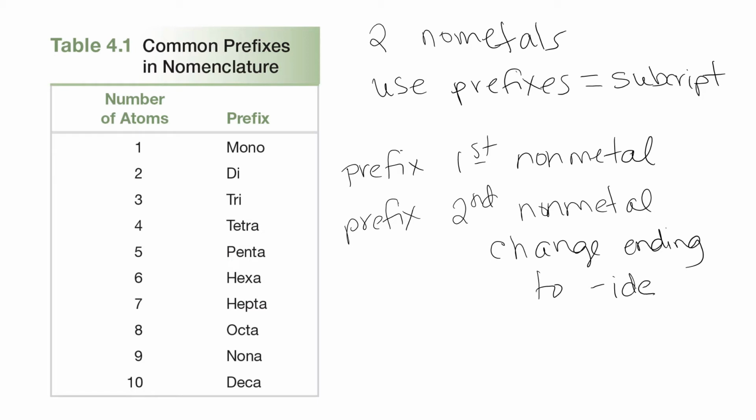So if we had chlorine, we would change that to chloride. If we had nitrogen, we'd change it to nitride. The only other thing to keep in mind is that for the first nonmetal, we will use every prefix shown here except for mono. We never put mono on the first one.